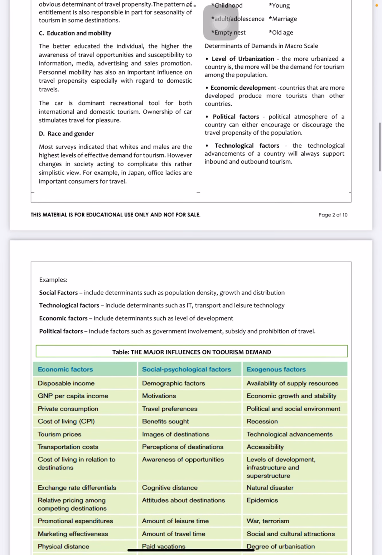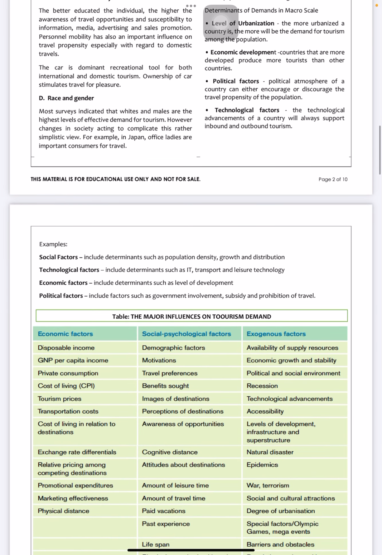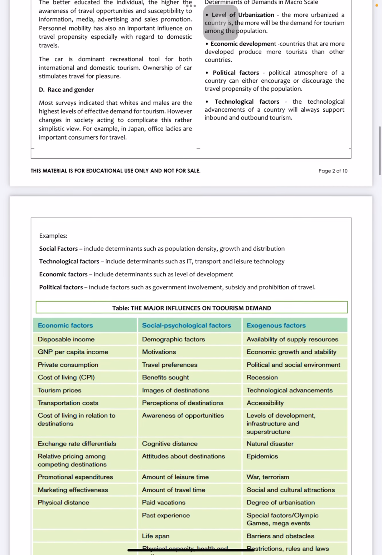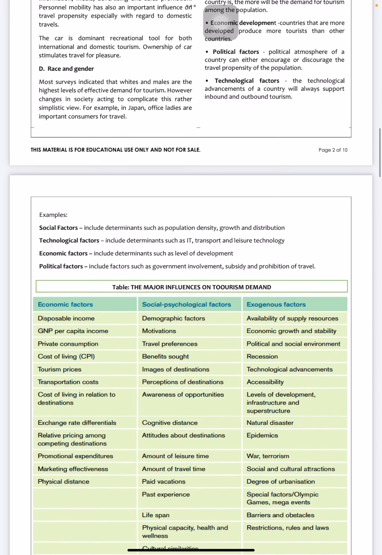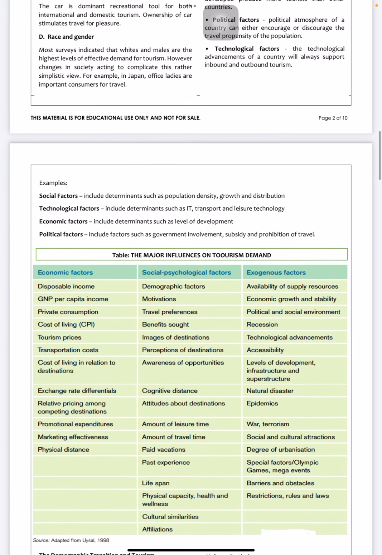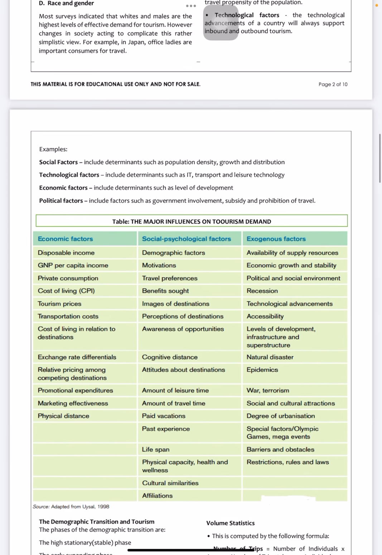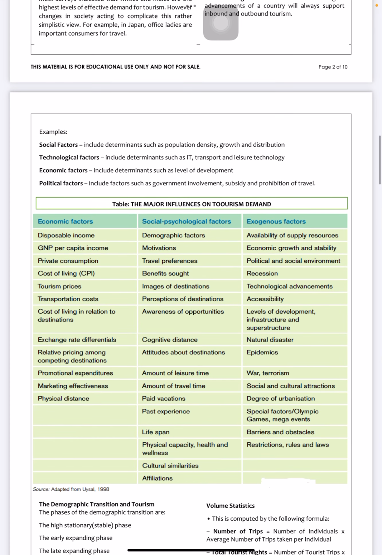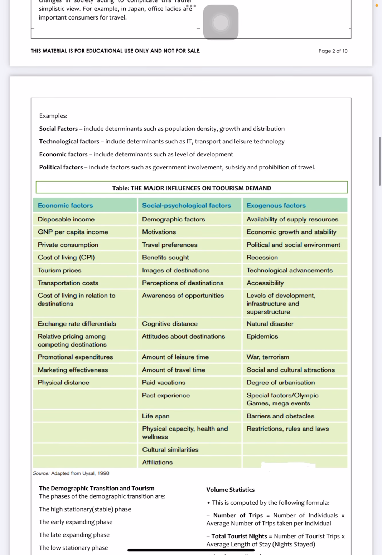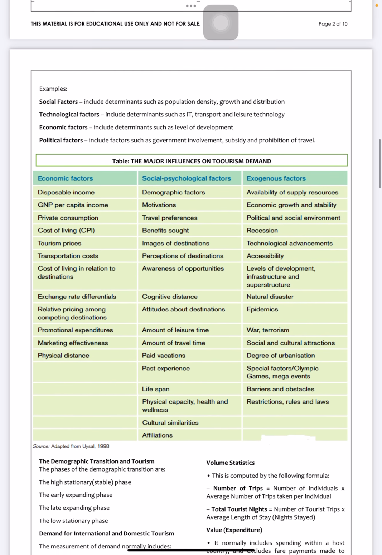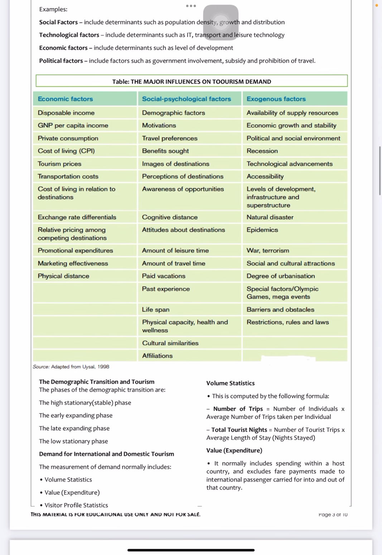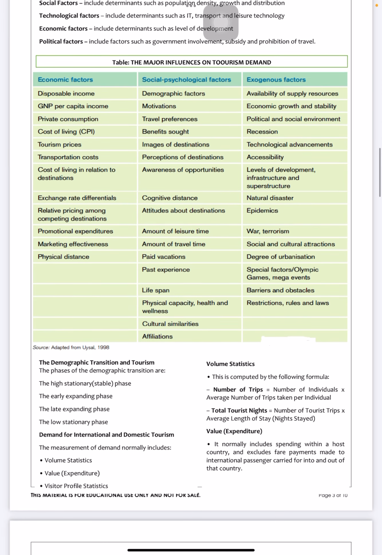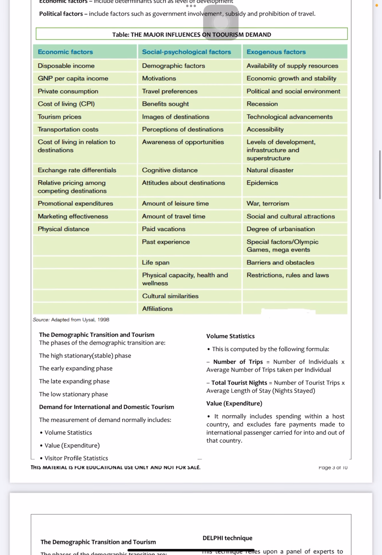businesses are using. Yeah. Next is the example of social factors. So determinants: population density and distribution, technological, IT, transport, leisure, economic determinants such as level of development, then political factors such as government involvement, subsidy and prevention of travel. So that is an example of the major influences on tourism demand. So, economic factors, for example, indicators. So, you just simply read that, you simply analyze those things because it is understandable.